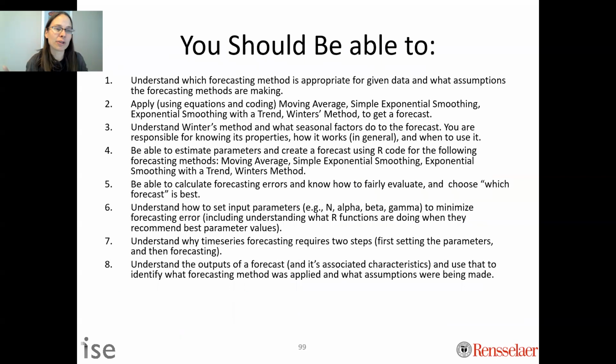This is available in your slides, but in terms of studying for the exam, exam 1 will have forecasting and aggregate planning on it. You should be able to do these things.